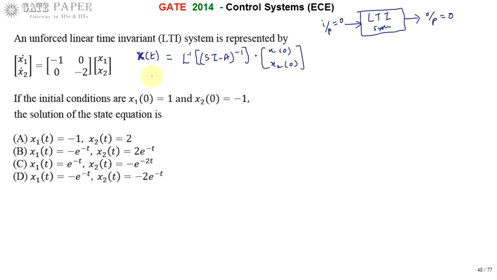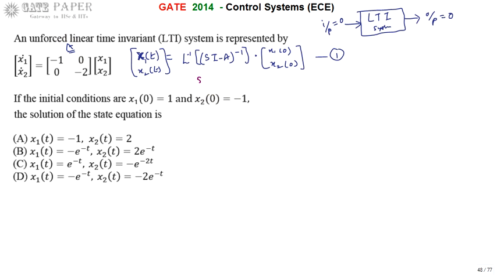This is the equation to be followed, and x of t can be written in matrix form: x1 of t, x2 of t is equal to Laplace inverse of (sI minus A) inverse into x1 of 0, x2 of 0. This is equation 1. First we will calculate the Laplace inverse of (sI minus A) inverse, then multiply that with x1 of 0, x2 of 0, so that the required x of t can be obtained. This itself is going to be treated as A.